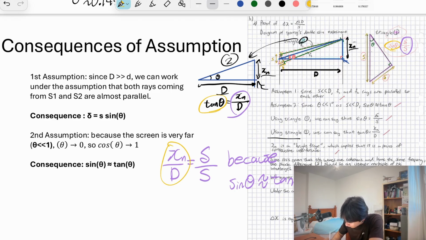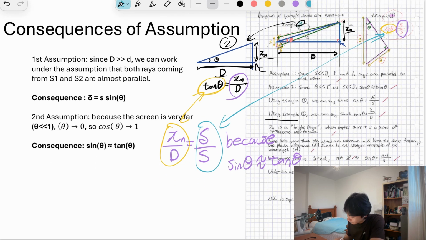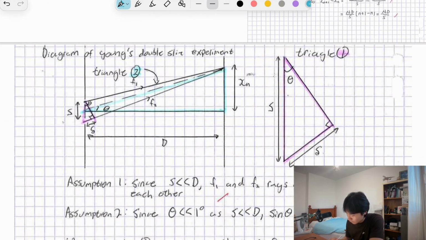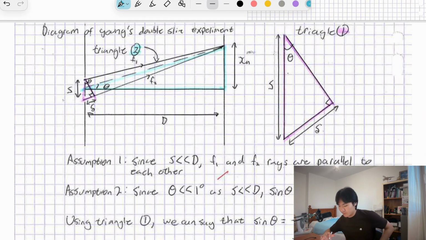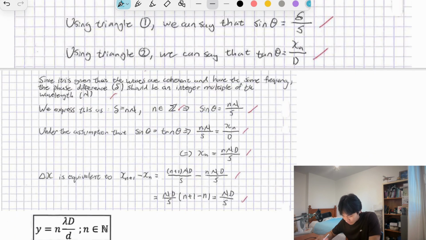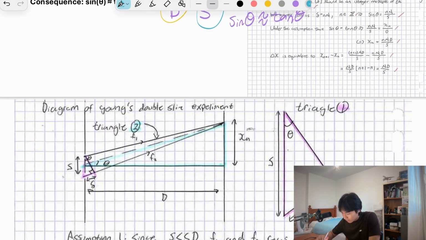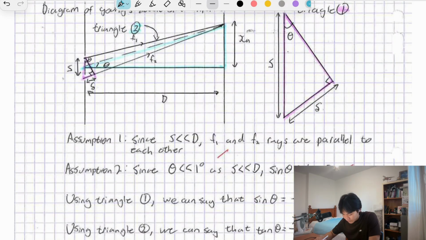This is the same, and this is the same. Here I'm just zooming in again. I put this slide just so that you can have a look at it one more time, just writing down the assumption.